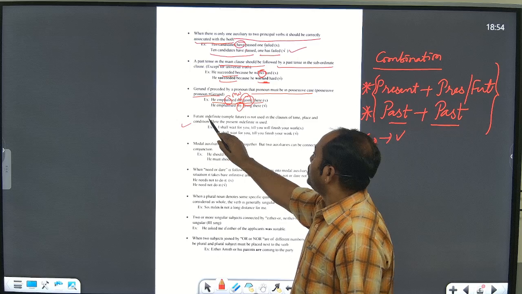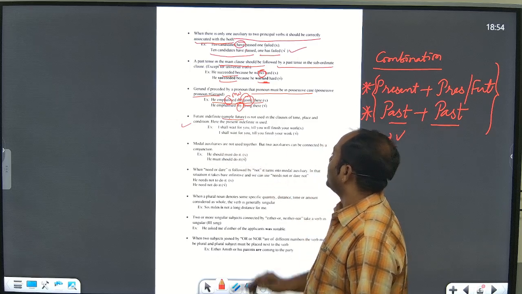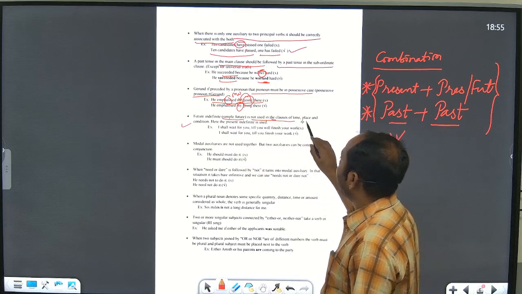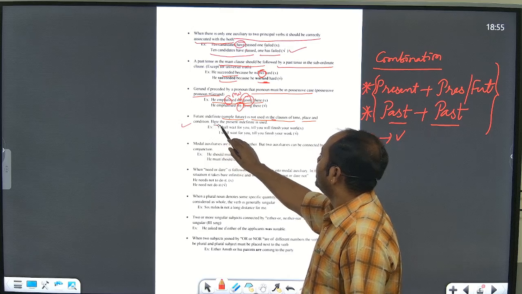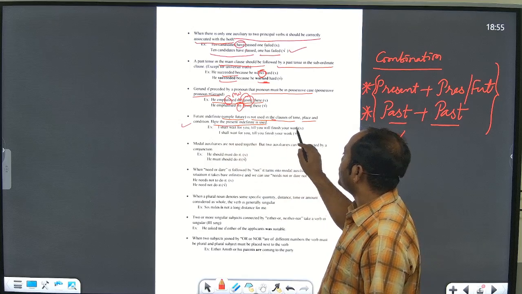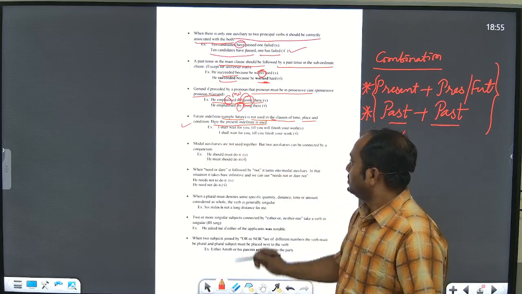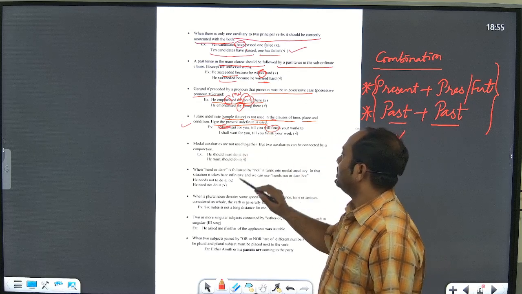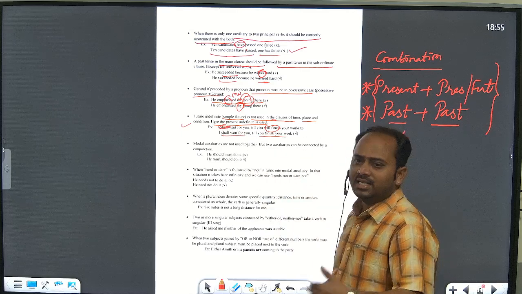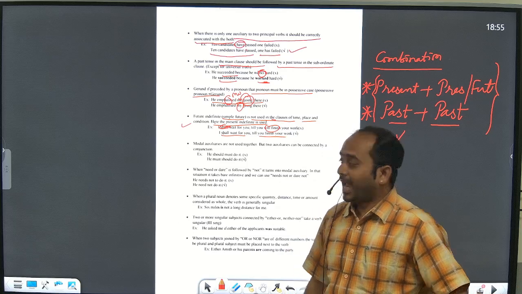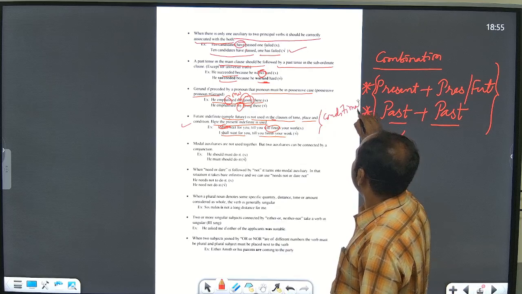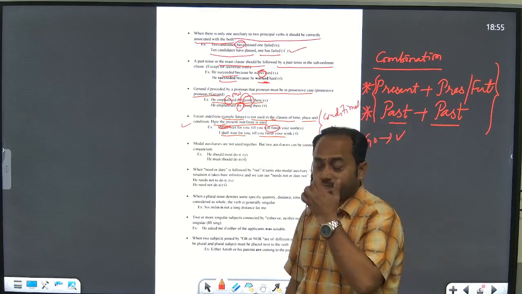Next, future indefinite, nothing but simple future. It is not used in the clauses of time, place and condition. Here the present indefinite is used. I shall wait for you till you finish your work. This is simple future. But generally, if one sentence is in simple future, the second sentence should be in the simple present, that is an accepted truth. And we will discuss this rule in the conditional sentence once again.